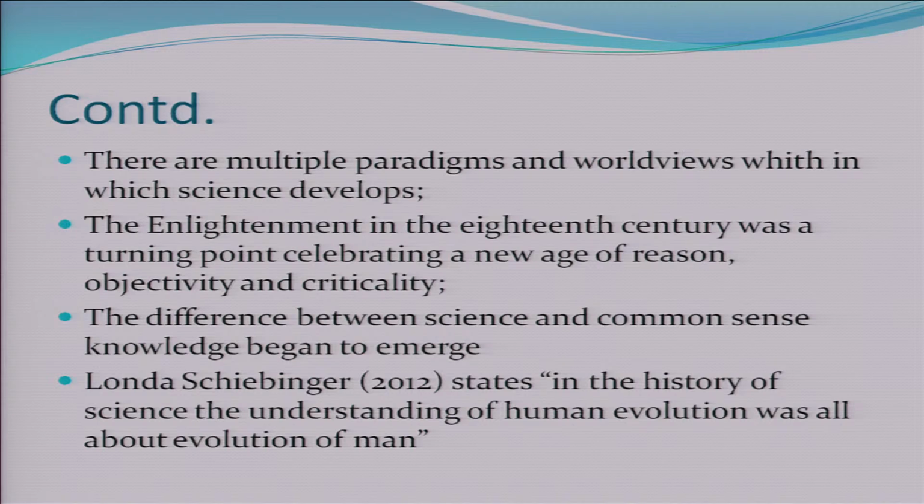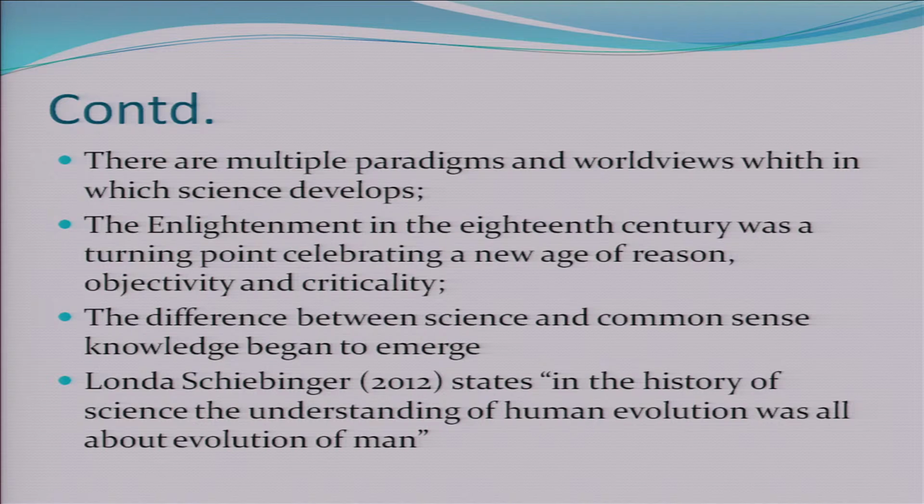The Enlightenment in the 18th century was a turning point celebrating the new age of reason, objectivity, and criticality. So that is the 17th century, where the difference had emerged between what is science and what is common sense knowledge. The differences had largely begun to come between science, or what we call scientific knowledge, vis-a-vis common sense knowledge.